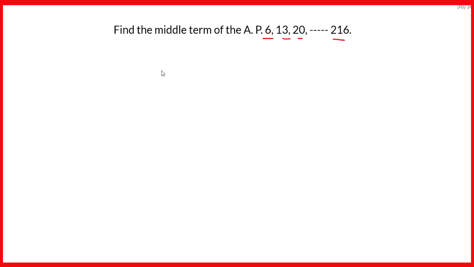That is an is equal to a plus n minus 1 into d. Now here an is the last term, a is the first term and d is the common difference. Here the last term is 216, so put here as 216. A is the first term. What is the first term? Here the first term is 6, so it will be 6 plus n minus 1.